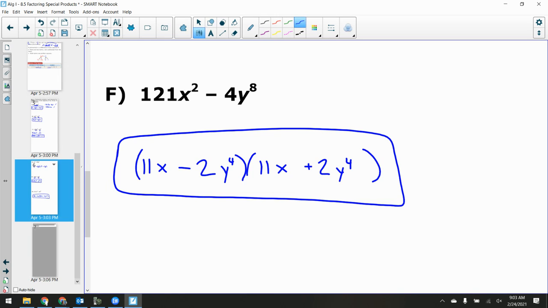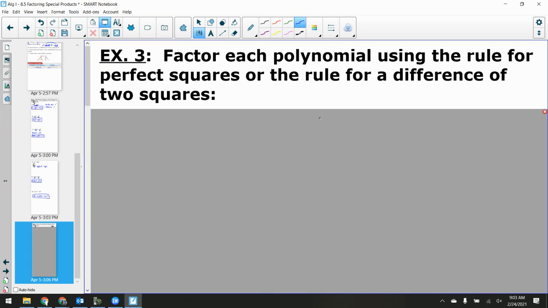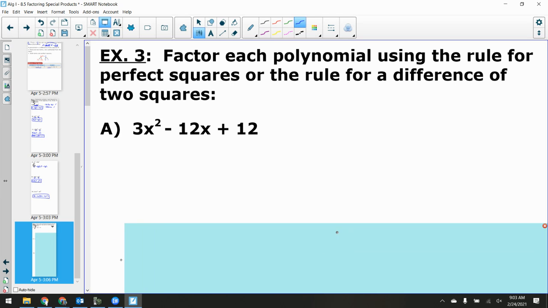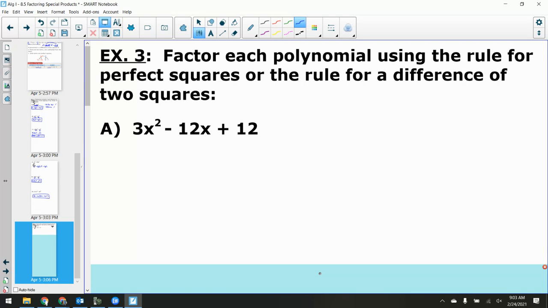Okay, take a look down below there, last set of examples. Factor each polynomial using the rule for the perfect squares and the rule for differences of 2 squares. So basically just factor.